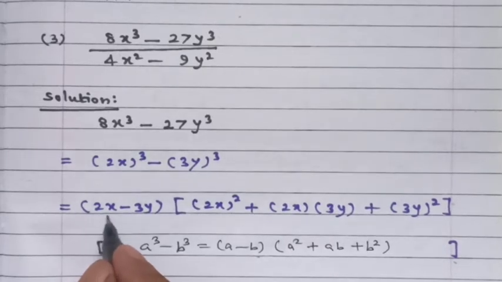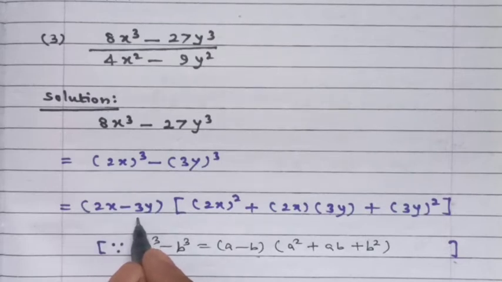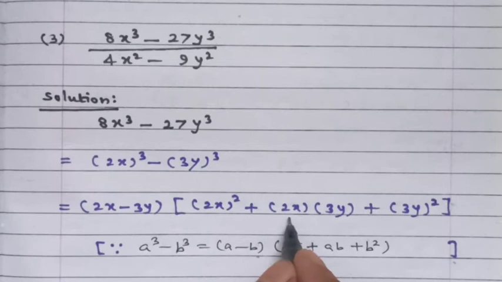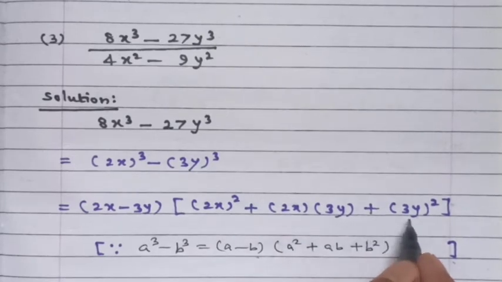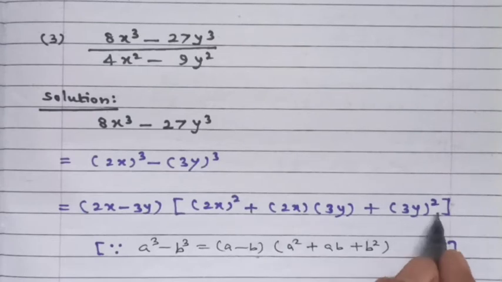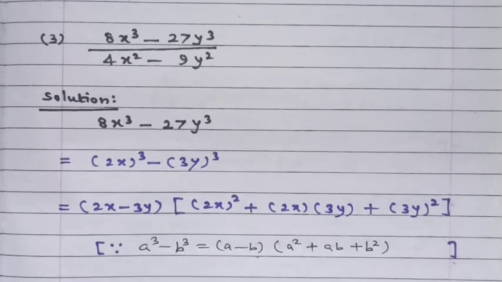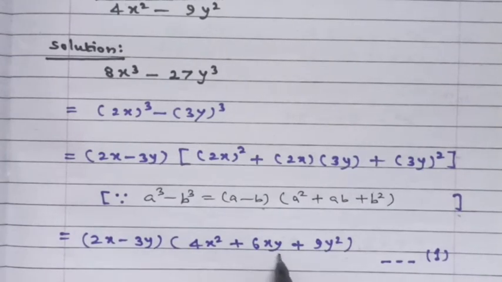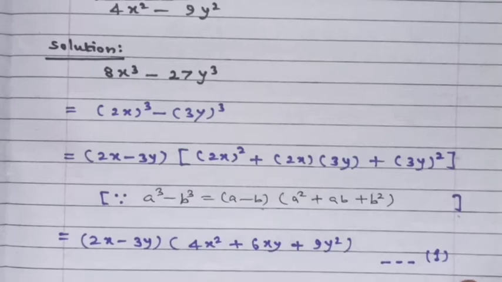So it can be written as 2x minus 3y, in bracket (2x) whole square plus 2x into 3y, first term into second term, plus (3y) square, which is the second term square. Simplify and write it as 2x minus 3y into 4x square plus 6xy plus 9y square.